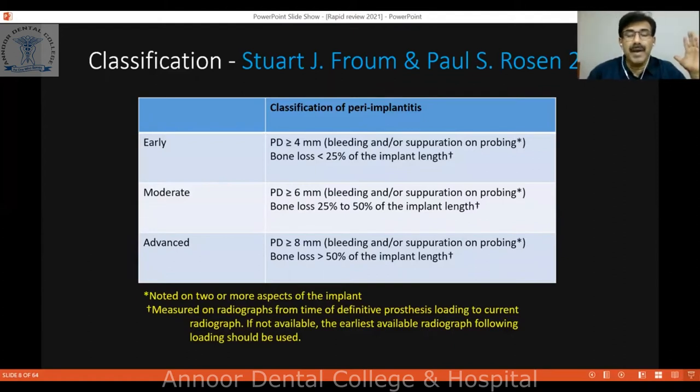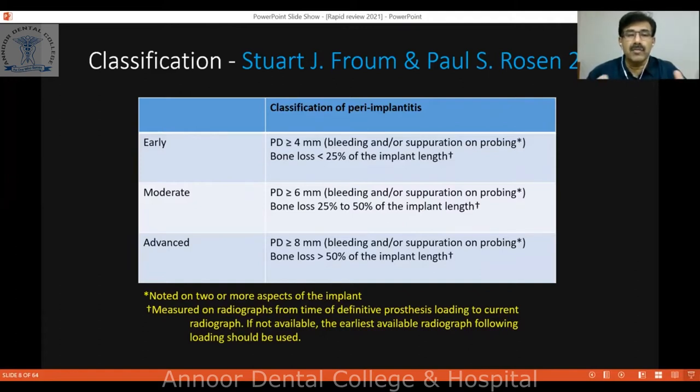So again, we have to go back to an old classification in 2012 by Stewart and Paul, which gives us early, moderate, and advanced. In the early stages, you have a pocket depth of up to four millimeters, along with bleeding or suppuration, and around 25% of the implant length is exposed, or bone loss has occurred in relation to 25% of the total length of the implant.